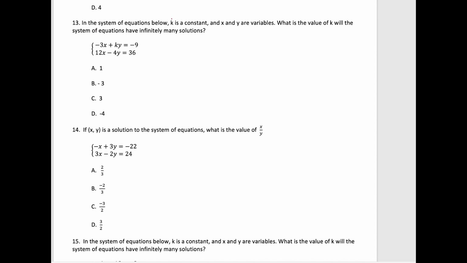K is a constant. Oh, I do care. This is a circle. X and Y are variables. Okay, we know that, not anything new. But what are we looking for? The value of K. Good.